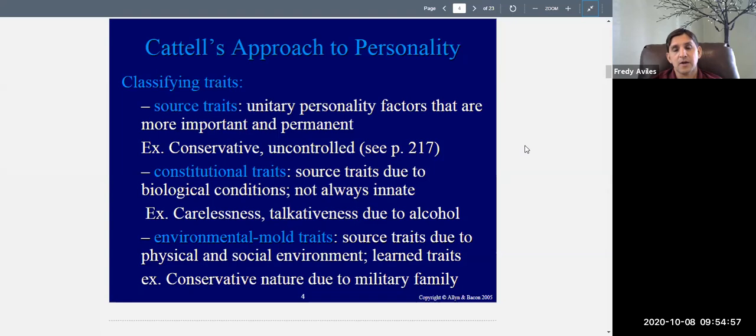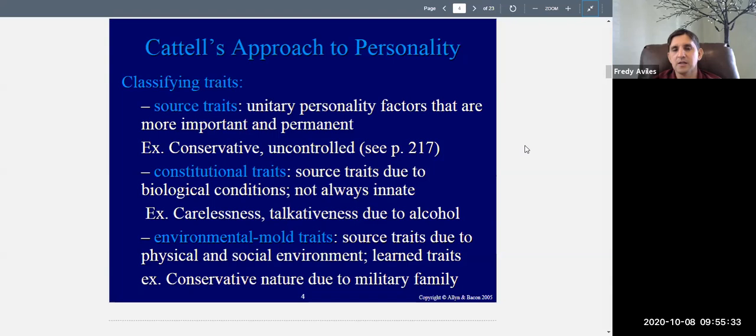So things that define you, that have to do with things you've learned, that have to do with your environment, he called environmental mold traits. They are source traits, but they have to do with something you're experiencing, as opposed to a biological, constitutional trait. And by the way, constitutional traits and environmental mold traits are both source traits. So that tells you a little more about source traits: they can be due to something biological or something environmental.